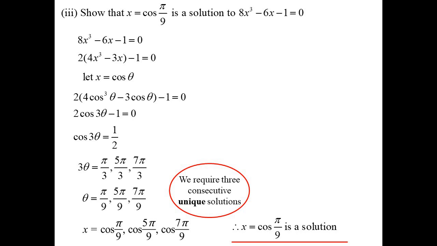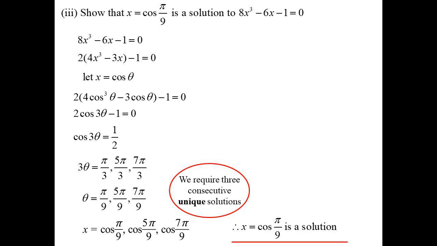So probably the best way, if this was just the question, I would have subbed straight in and gone, well, 8 cos cubed pi on 9 minus 6 cos pi on 9 minus 1. I want to show that this is going to be 0 because I want to show it's a solution. But I'm going to use that same idea.